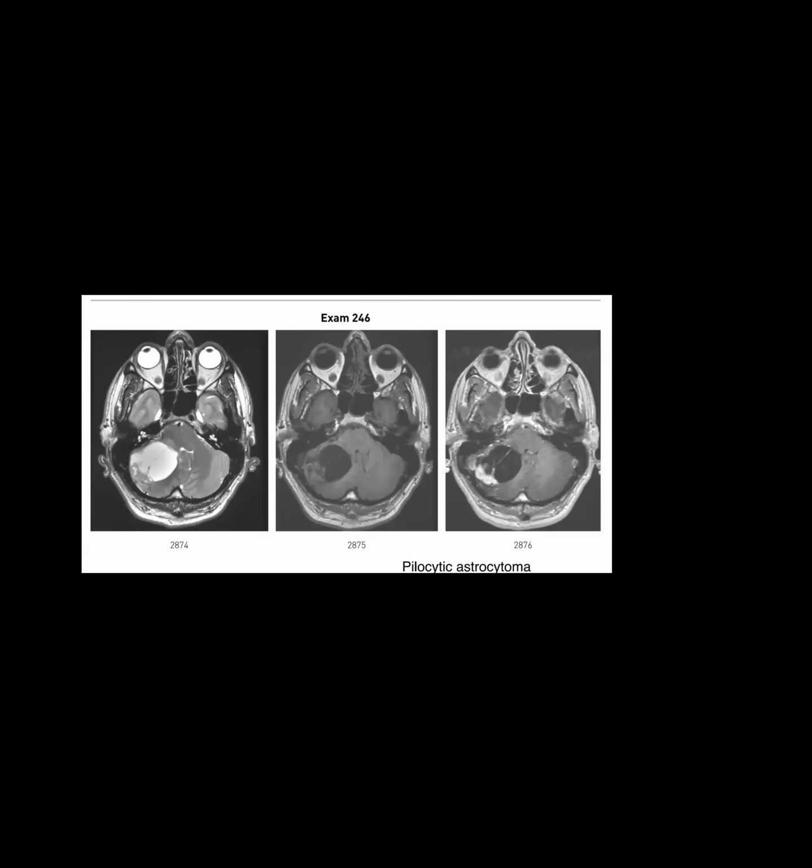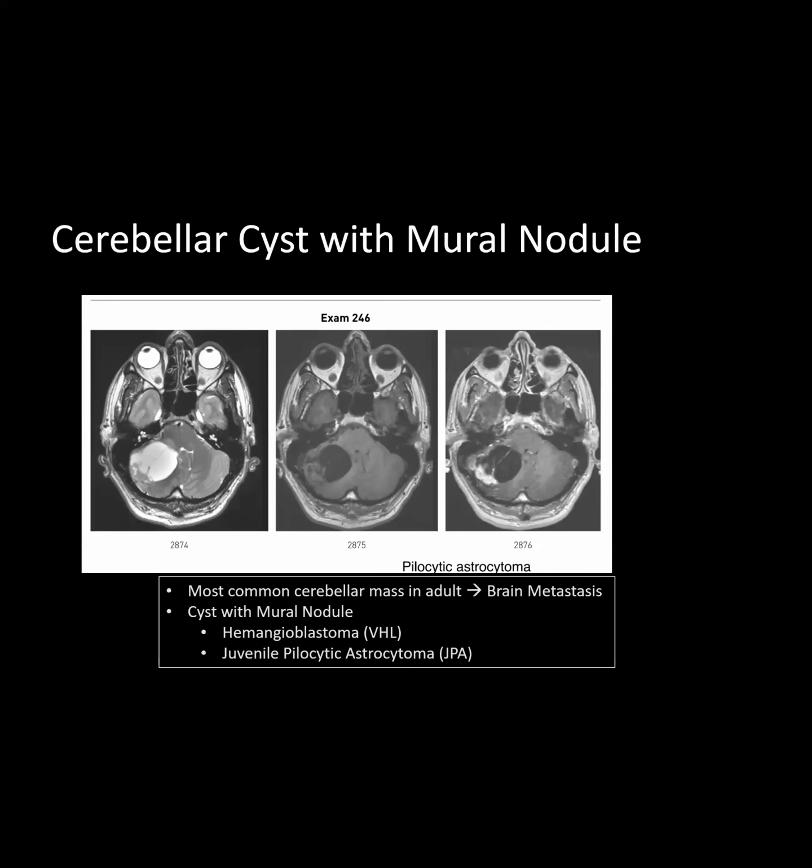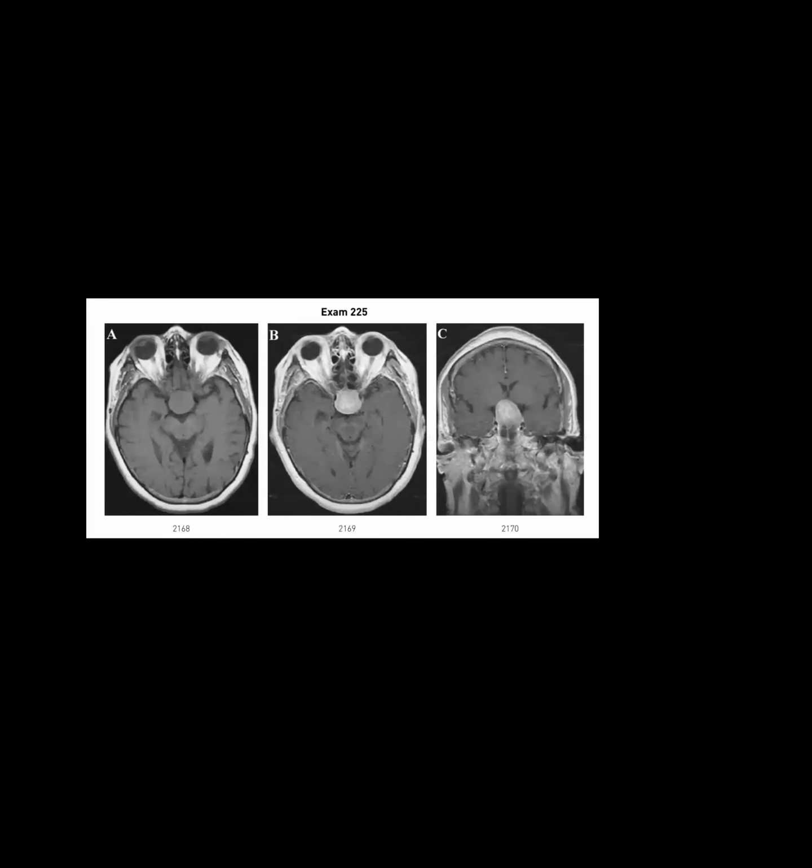This is another example of the same thing, a large cyst in the cerebellar hemisphere with a mural nodule that avidly enhances and is vascular. If it's in an adult, think of hemangioblastoma. If it's in a child, think of a pilocytic astrocytoma, which is a WHO grade 1 tumor.